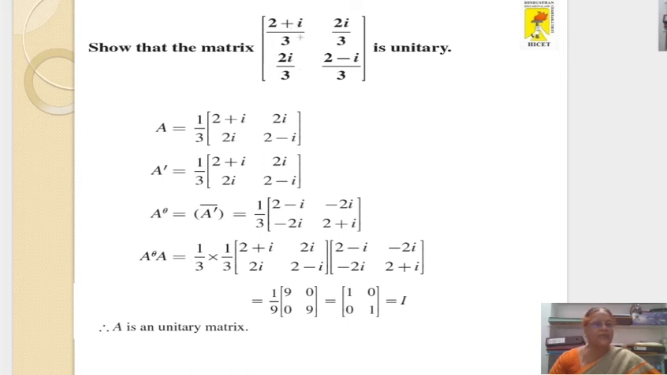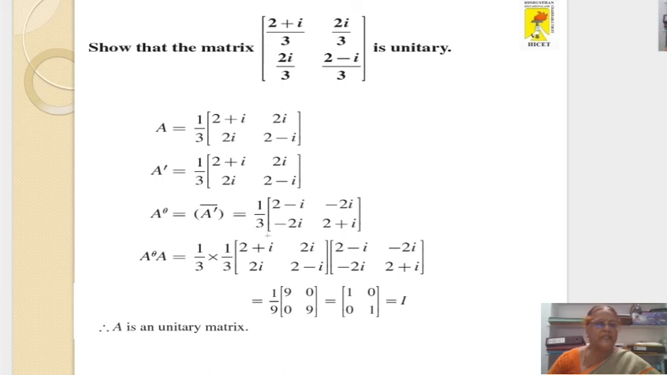In the given matrix, 3 is common in the denominator, so we can take 1 by 3 out. We will get 2 plus i, 2i, 2i and 2 minus i. Now A dash is this. Next is A dash bar.